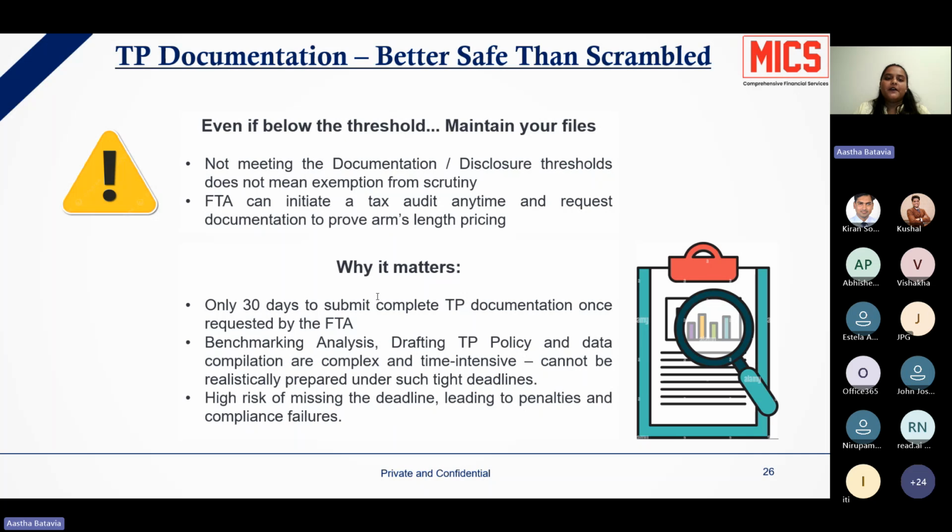Let's say the FTA sends you a notice tomorrow, and from that moment the clock starts ticking. You'll have just 30 days to submit the complete transfer pricing documentation, which could include benchmarking analysis, functional analysis, the TP policy that you have in place, intercompany agreements, data summaries, or intercompany ledgers, vouchers, or invoices, basically any document that can prove that related party transactions were conducted at arm's length.